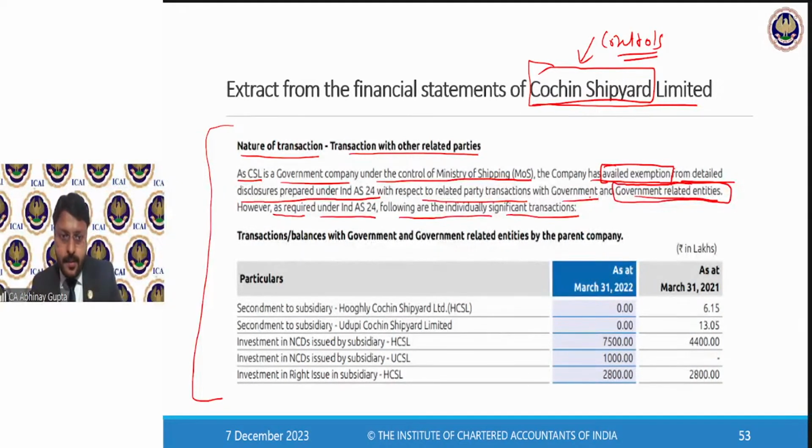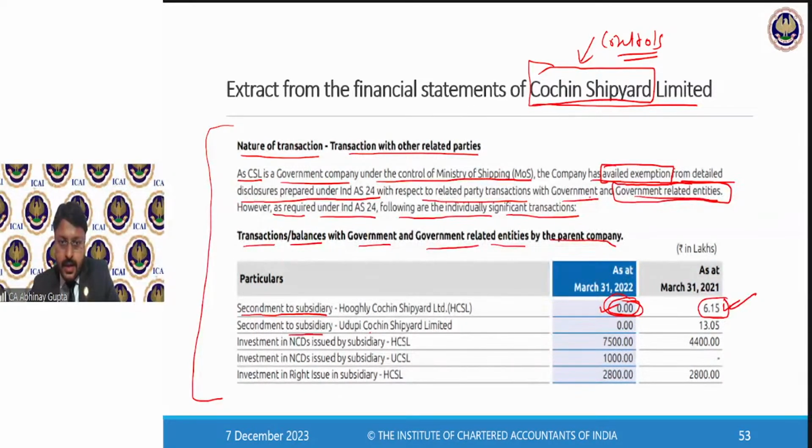Now, what is the disclosure? Transactions and the balances with the government and the government related entities by the parent company CSL. Now, secondment to subsidiary. They might have given some of their own staff on secondment, loan staffing, right? Because that was regarded as material, that's why they have disclosed it. It was there in the previous year, but in the current year it is zero. Because it was disclosed last year as a significant transaction, it is still here. Next year it will go away because the current year is zero.